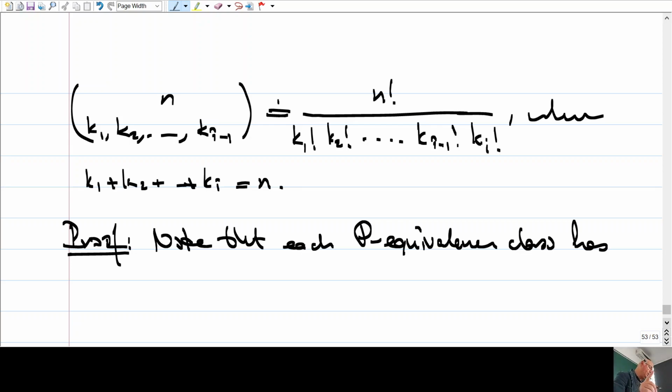Yeah, we are using all the letters. We are looking at words of length n. Let's say the first K1 letters are from the partition set C1. The next K2 are from C2 and so on. So in each equivalence class, we have K1 factorial, K2 factorial, and Ki factorial words.